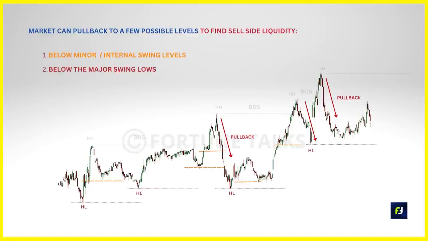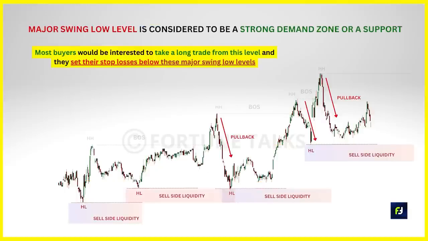These levels could either be internal or minor swings formed within a wave, or it could be the major swing low also. Below these minor swings and major swing low levels, there will be a lot of players looking for a trade opportunity. Usually, the previous major swing low level is considered to be a strong demand zone or a support level. So most buyers would be interested to take a long trade from this level, and they will obviously set their stop losses below this major swing low level. So there will be a lot of sell orders available below this level, and so the market could tap into this liquidity pool to sweep all the retailer stop losses to buy at lower prices and then move up higher.